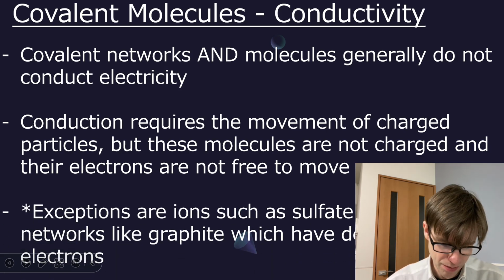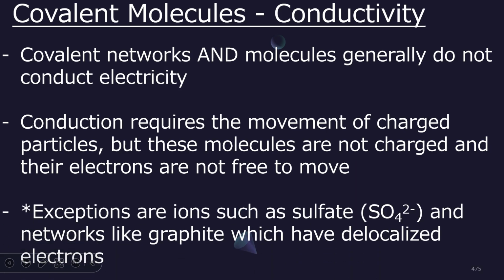Some exceptions to this are ions, such as sulfate. You might remember some polyatomic ions I asked you to memorize. So things like SO4 2-, or nitrate NO3-, or phosphate PO4 3-, or ammonium. You can have positive ones as well, NH4+. These are technically covalently bonded compounds, polyatomic ions, but since they're charged, when they move, they will provide electric current and conduct pretty well.